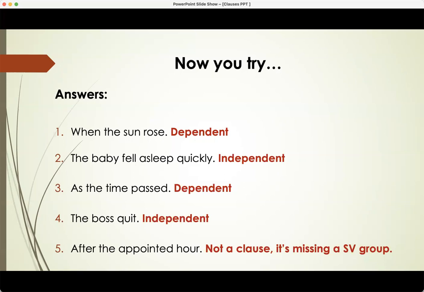And number five, I hope you got that one. After the appointed hour. Now, this here is actually not a clause because it's missing a subject-verb group. So if you notice, we have after the preposition, and then we have the appointed hour, which is the object of the preposition. There is no verb here. And as you remember from the beginning, we said that a clause must have a subject and must have a verb.